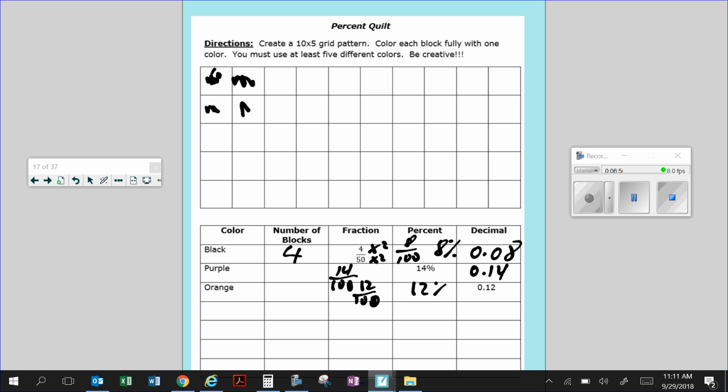And so that is percent. Again, there's an equivalency between fractions, percents, and decimals. So you need to know percent means per 100.